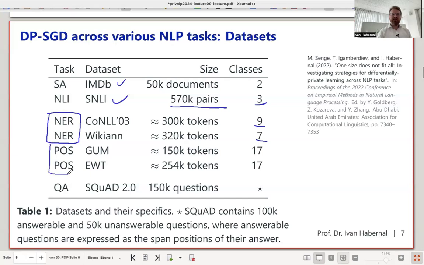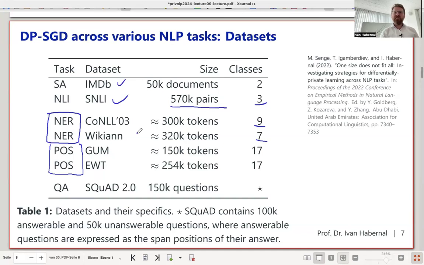And a similar one is POS. Anyone guessing what POS could be? It's part-of-speech tagging. So part-of-speech tagging means, well, this word is an adjective, this word is a noun, this word is a verb, and stuff like that. So it's a very linguistic, typical NLP task. And we took these 2 data sets.